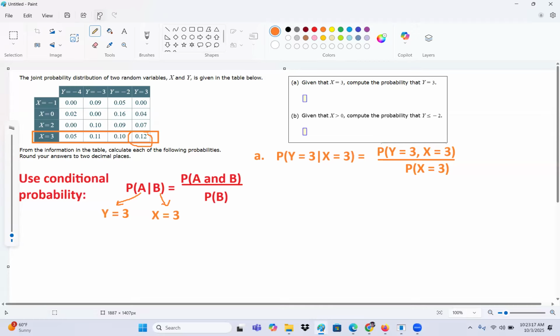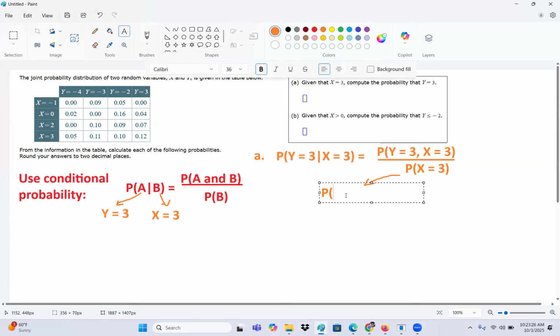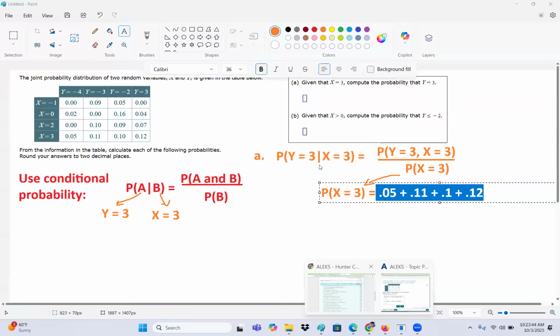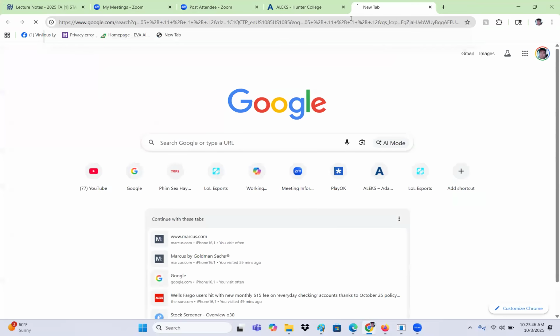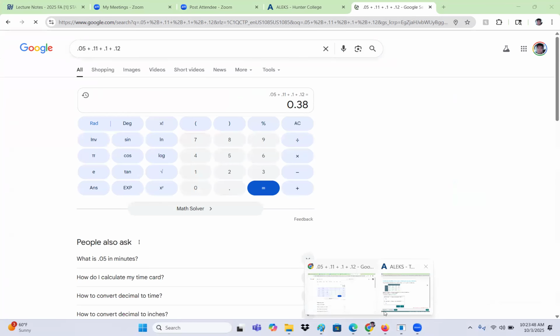So we have to add up the total probability for x equal to 3 as well. For x equal to 3, you can simply add up: p of x equal to 3 equals 0.05 plus 0.11 plus 0.1 plus 0.2. When you add them up, it's going to give us 0.38.